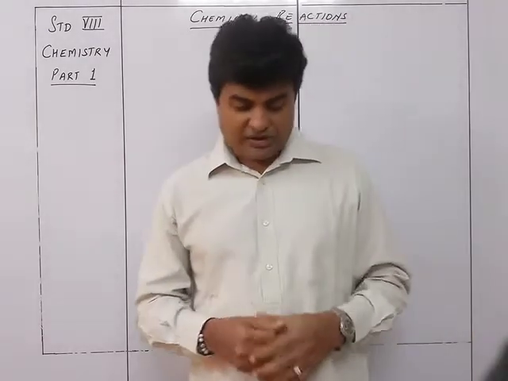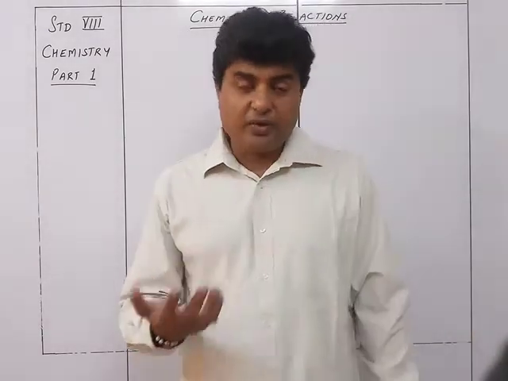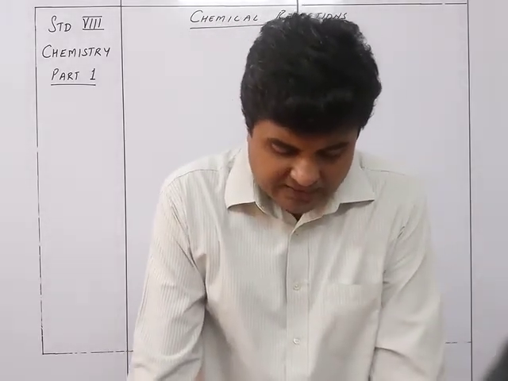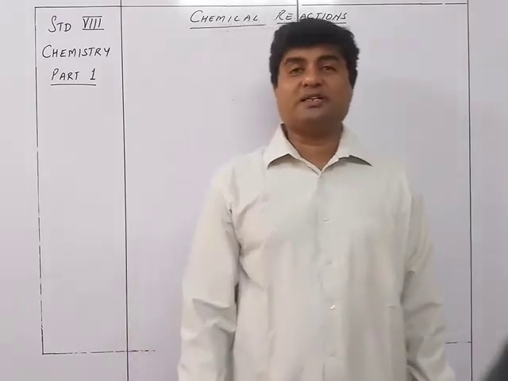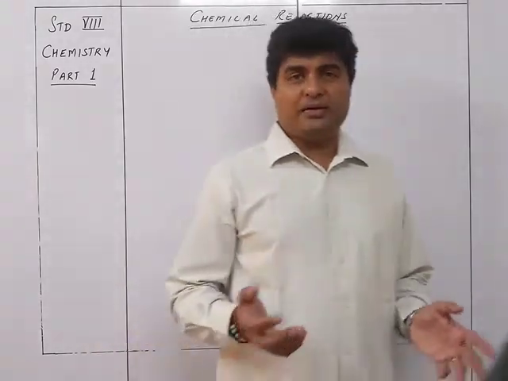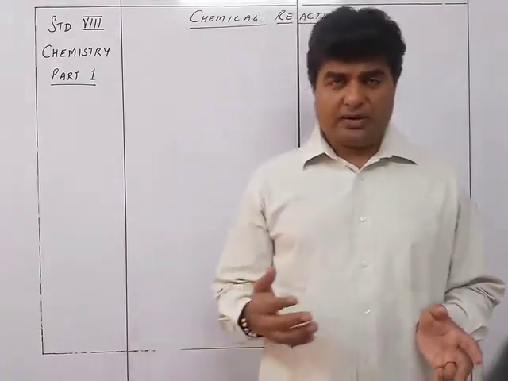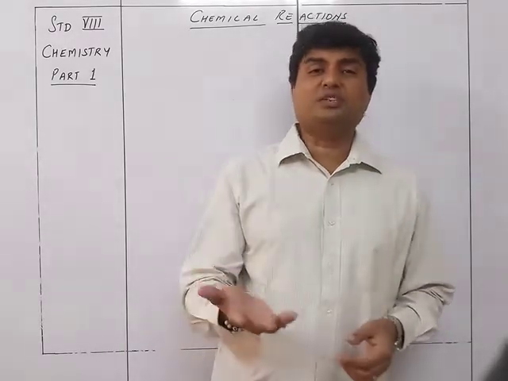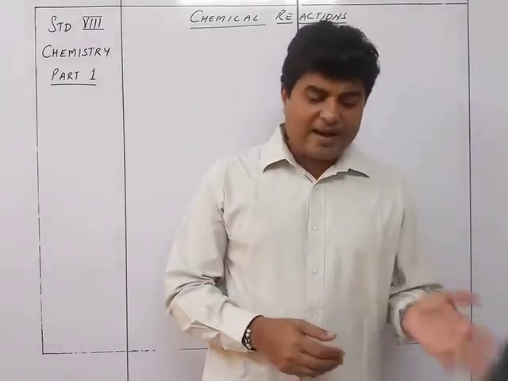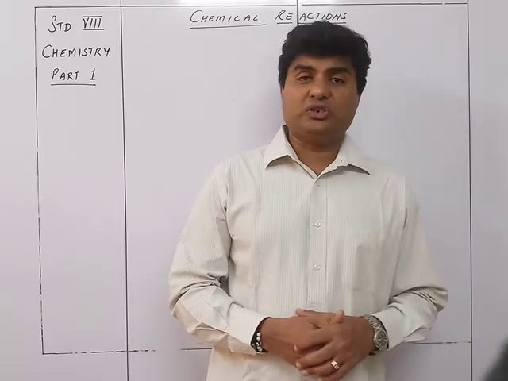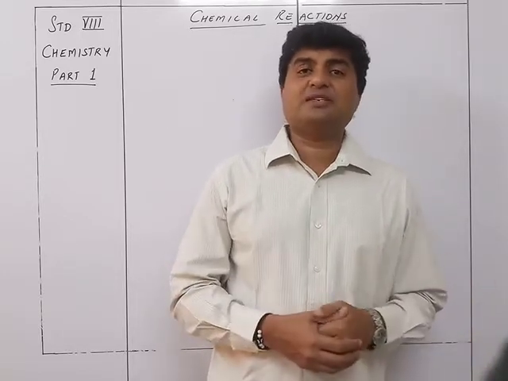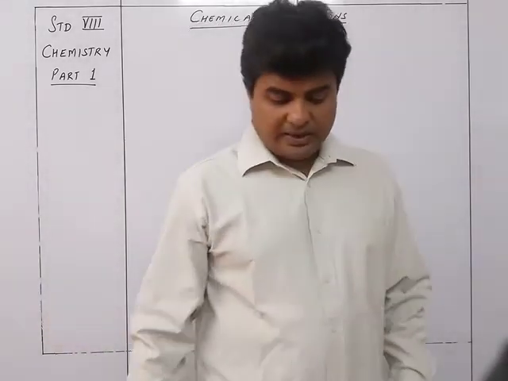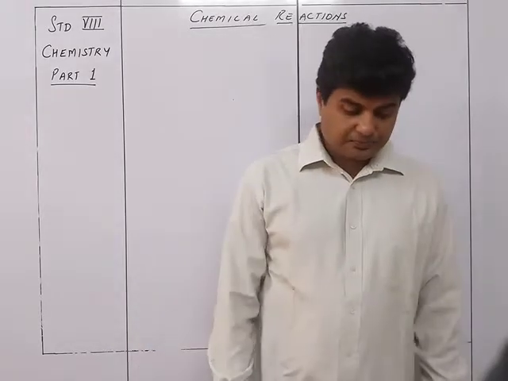Firstly, if you want to define a chemical reaction: a chemical reaction is a chemical change in which matter changes into a new substance or substances. When any matter changes chemically, there is a permanent change. A chemical change is a change in which a new substance is formed. So a chemical reaction is a chemical change in which a new substance or substances are formed out of matter.